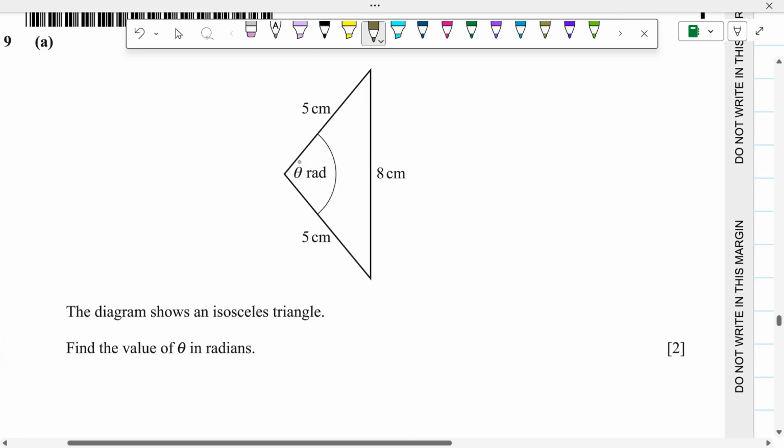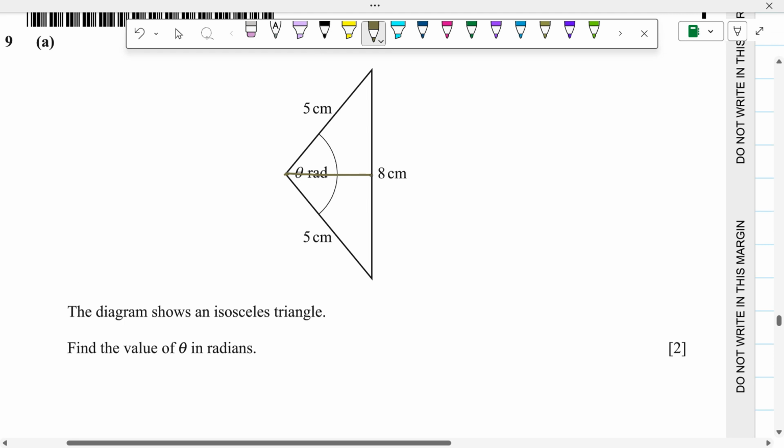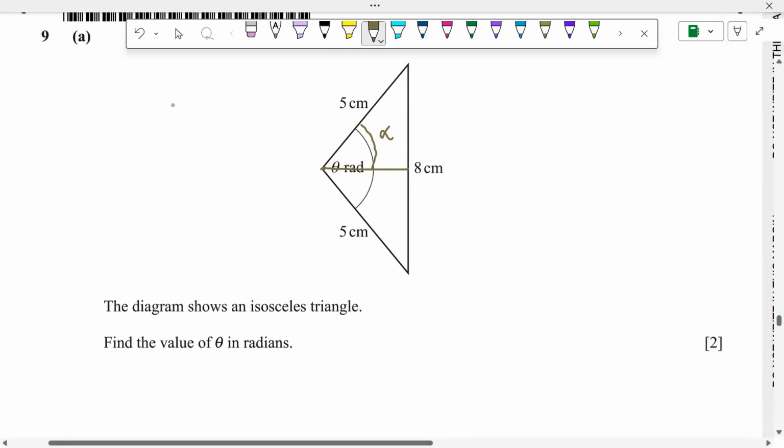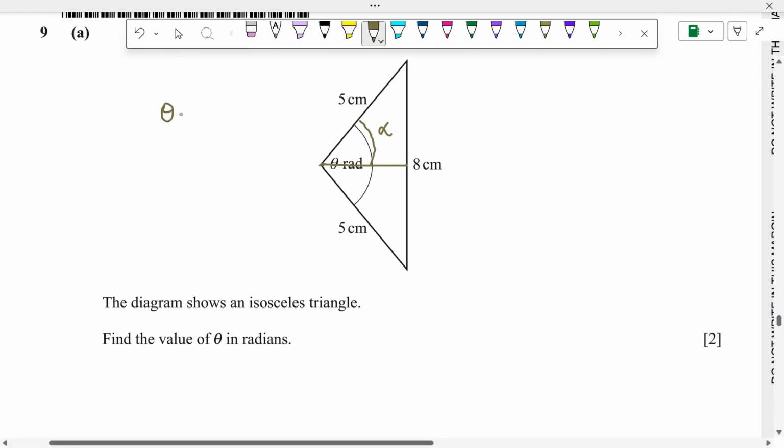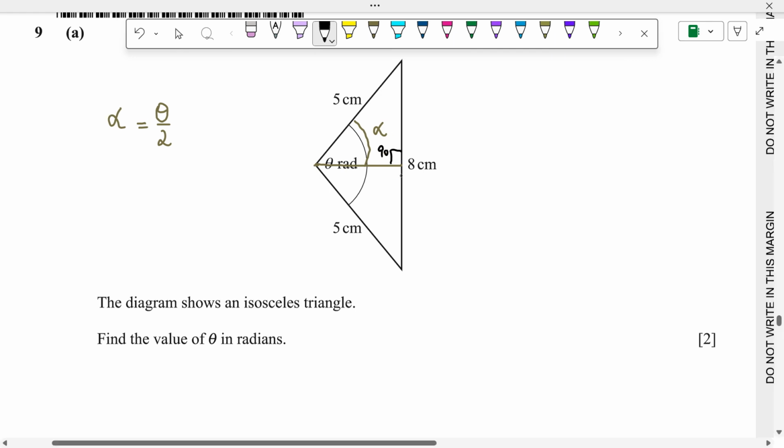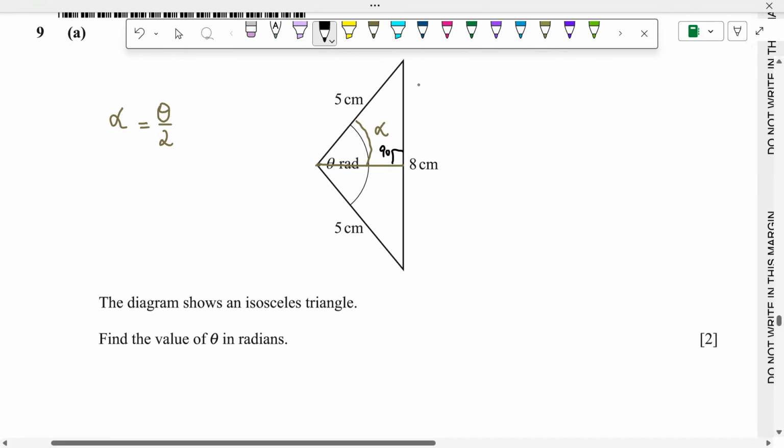If we want to find this angle, we can draw a line, this one, and this angle is equal to alpha. You can see that theta over 2, half of theta, is equal to alpha. By drawing this line, we have a right angle triangle because this one is 90 degrees. And we have drawn a bisector, so this one is equal to 4 centimeters.